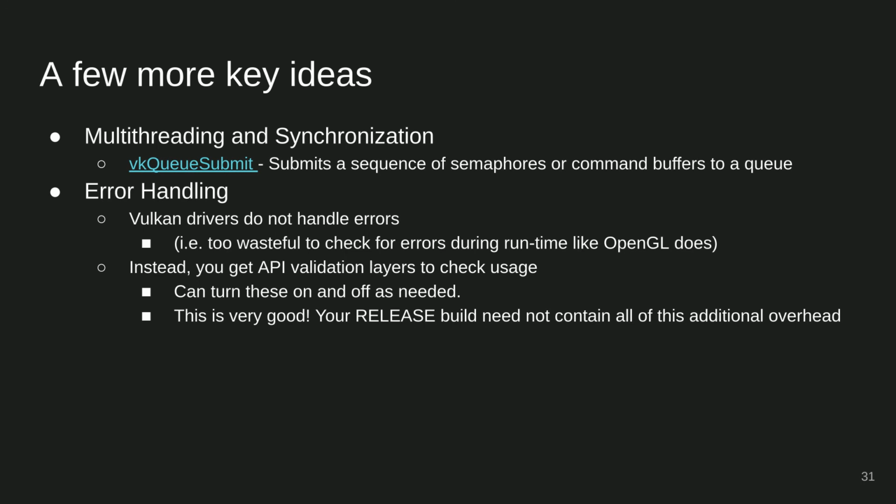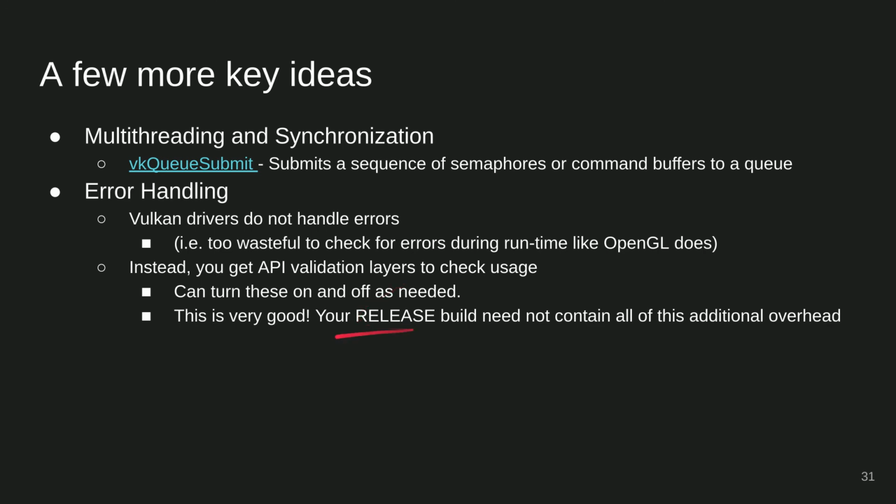Another thing that's really cool about Vulkan is it does a better job with error handling. The Vulkan drivers themselves don't handle errors like we were trying to do in OpenGL anytime we do a glGetError or something like that. But instead we can add these validation layers that check to see if an error has happened somewhere in our pipeline. And we can turn these on and off, which is great for performance.